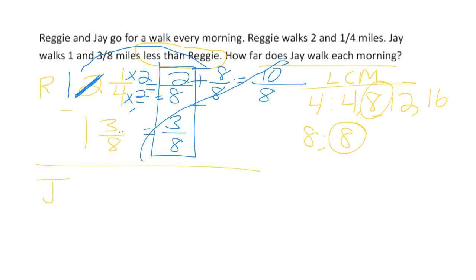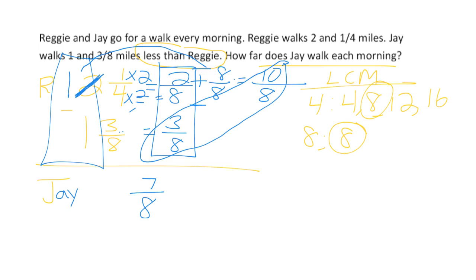Now we can subtract 10/8 minus 3/8. 10 minus 3 is 7. And our denominator stays at 8. Okay, now normally we'd come over here once we're done with the fraction pieces. I cannot simplify or reduce 7/8. It's in its simplest form. I'm going to look at my whole numbers, and 1 minus 1 is 0. So, Jay walks 7/8 miles, or 7/8 of a mile.